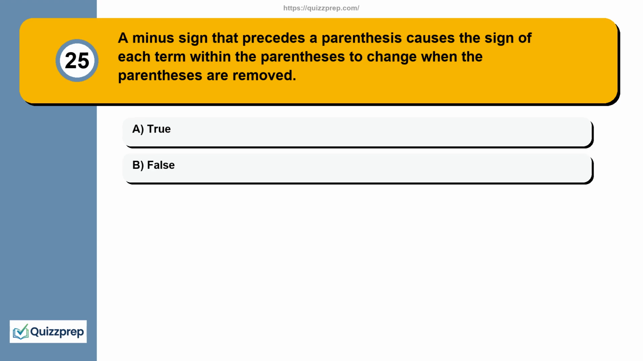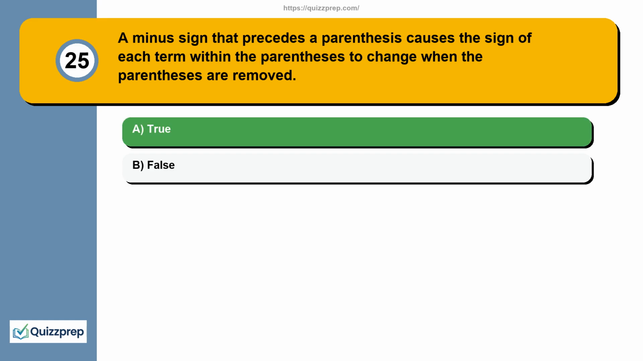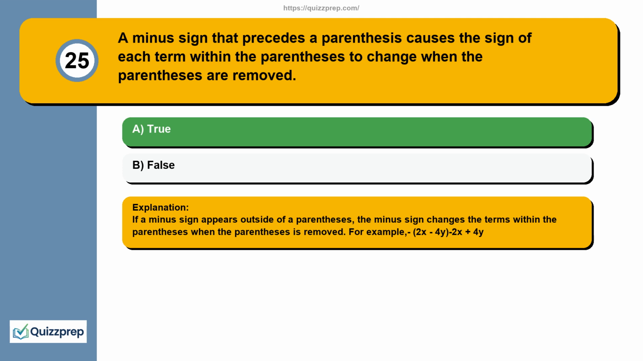Question 25. A minus sign that precedes a parenthesis causes the sign of each term within the parentheses to change when the parentheses are removed. True. False. If a minus sign appears outside of a parentheses, the minus sign changes the terms within the parentheses when the parentheses is removed. For example, 2x, 4y, dash 2x plus 4y.